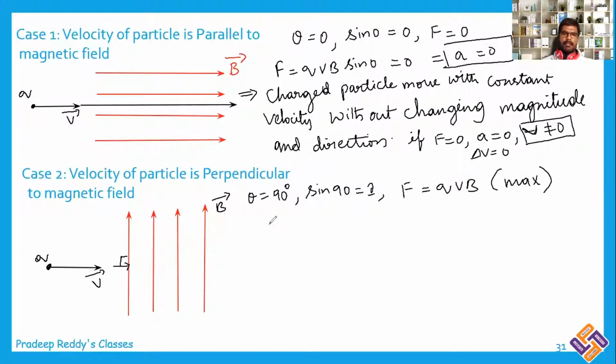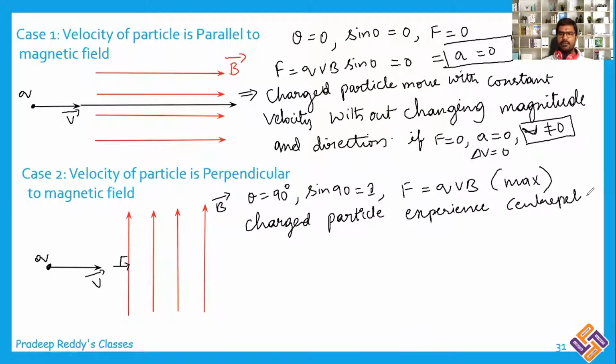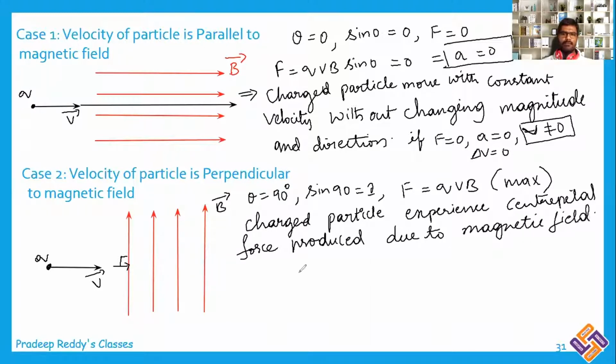And the charged particle experiences a centripetal force produced due to the magnetic field. Therefore, it will be moving in a circular path like this.